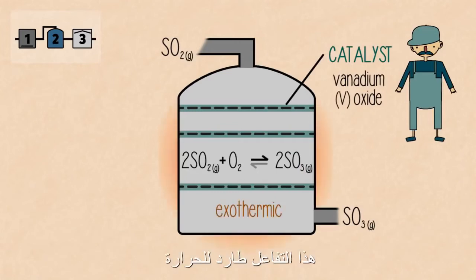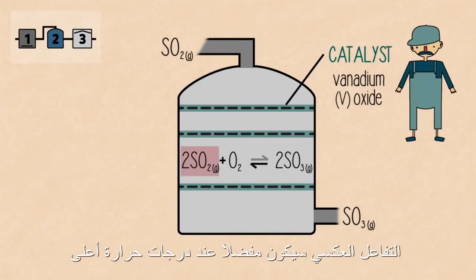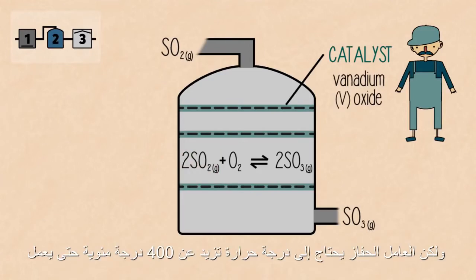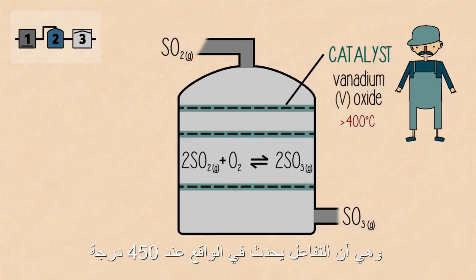This is an exothermic reaction, which means it gives out heat. Usually, this means that the formation of sulfur dioxide, the backward reaction, would be favoured at higher temperatures. However, the catalyst needs a temperature over 400 degrees centigrade for it to work, so the idea is a trade-off. The reaction actually takes place at 450 degrees centigrade.